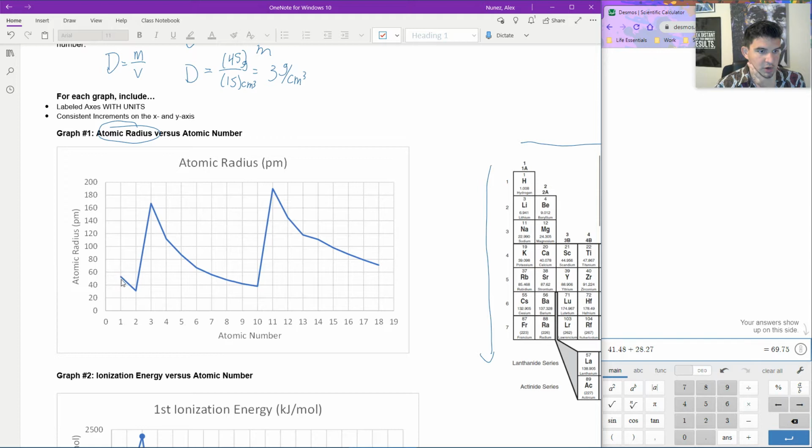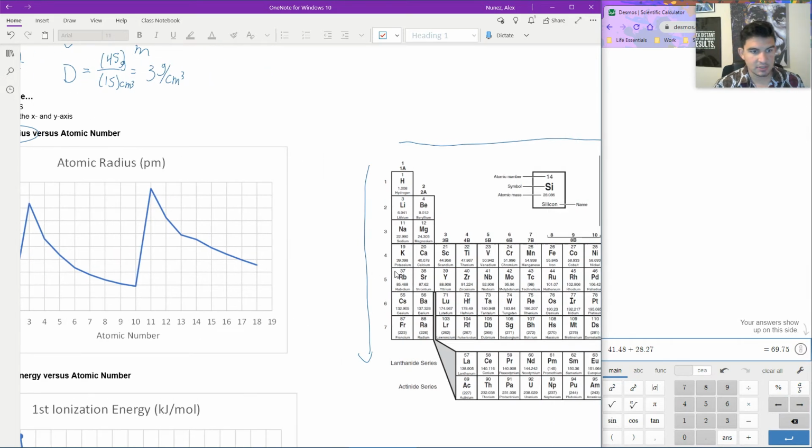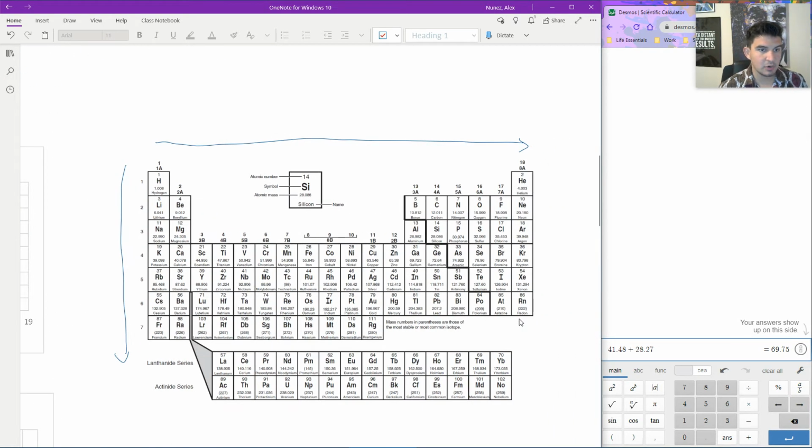So as we go across, we see that the size seems to go down. Then we go down the periodic table and the size seems to go up. Then we go back to the right, it goes down, we go down the periodic table, and then across, and the size seems to go down. So what we see is that as we go across the periodic table, the size or radius decreases. And as you go down the periodic table, the size or radius increases.